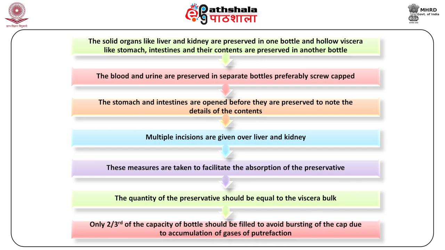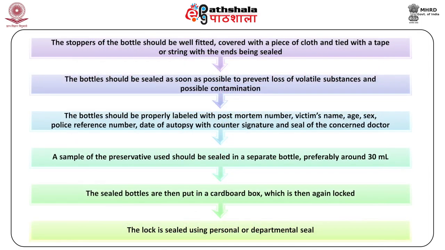Only 2/3 of the capacity of the bottle should be filled to avoid bursting of the cap due to accumulation of gases of putrefaction. The stoppers of the bottle should be well fitted, covered with a piece of cloth and tied with a tape or a string with the ends being sealed. The bottle should be sealed as soon as possible to prevent loss of volatile substances as well as possible contamination. The bottle should be properly labeled with postmortem number, victim's name, age, sex, police reference number, date of autopsy with countersignature and seal of the concerned doctor who has conducted the autopsy.